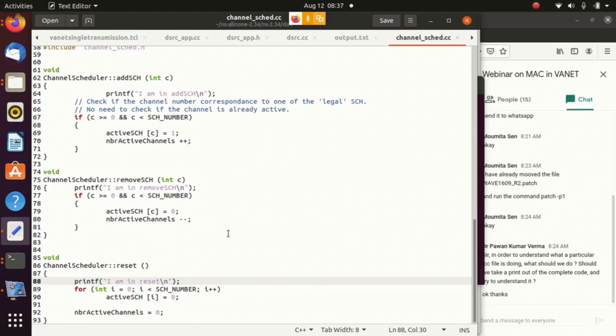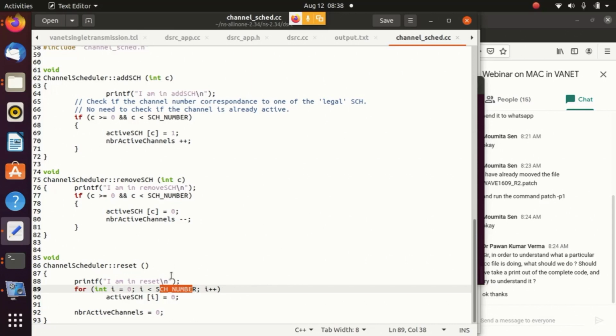What this function does, the reset function, for starting purpose, it resets all the channels. Means no channel is active now. Okay. No channel is active means no service channel is active now. What it is doing? If you know the simple C++, for int i equals 0, i less than SCH number and i plus plus. So what it is doing? The i value will go from 0 to SCH number.